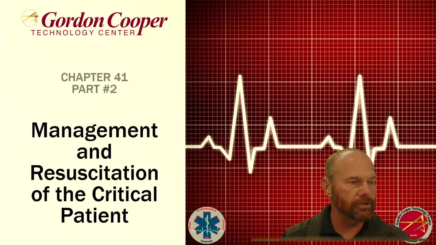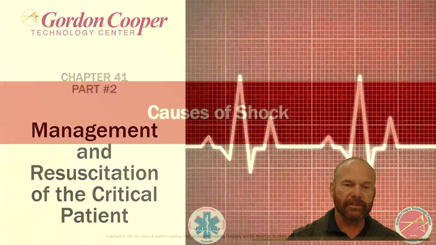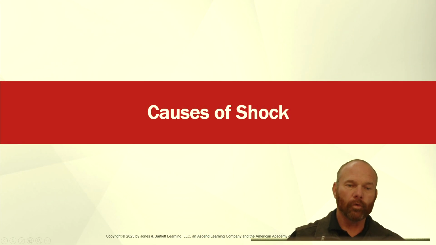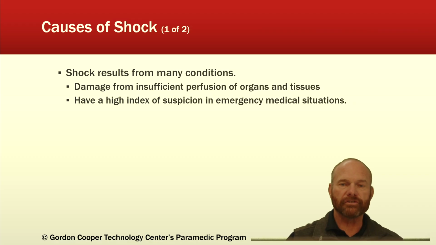We're back for part 2, chapter 41, management and resuscitation of the critical patient. Let's go ahead and get started. So we're going to talk about some causes of shock. Remember, first video we talked about physiology, pathophysiology of shock and what happens all the way down to the cellular level. So now we're going to talk about some basics of shock, not just the workings of it, but how we might see it, the different types of it.